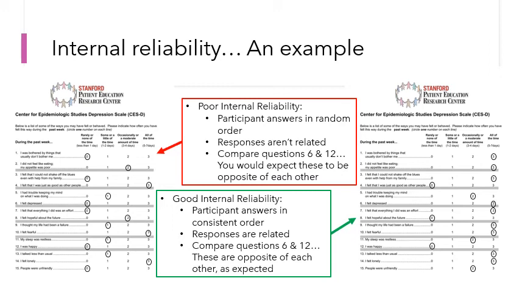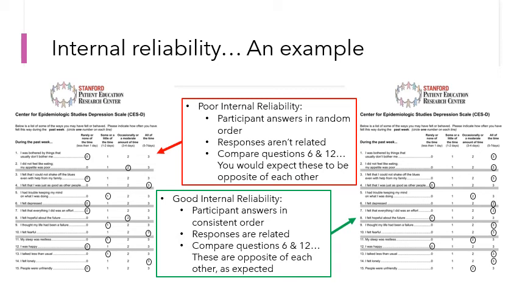All of these questions are in some way related to depression. On the left, I show you an indication of a measure of a participant response that would likely indicate lower internal reliability, whereas to the right, I indicate a point where it would likely have better reliability. So let's start off by looking at the left.